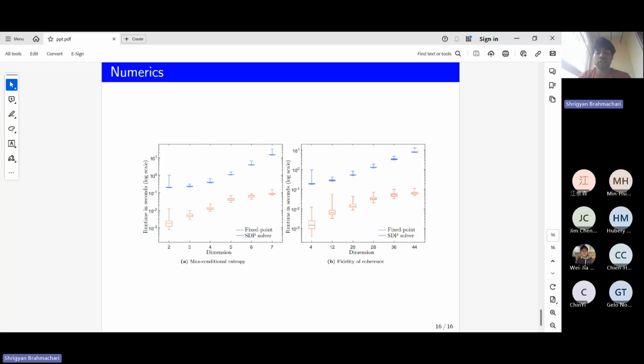Also, I stopped at dimension 7 because my laptop cannot handle greater dimensions for the SDP. It can for my algorithm though. And you see similar results for the fidelity of coherence as well. Thanks, everyone. This is what I had to show you. If you have questions or anything to discuss.